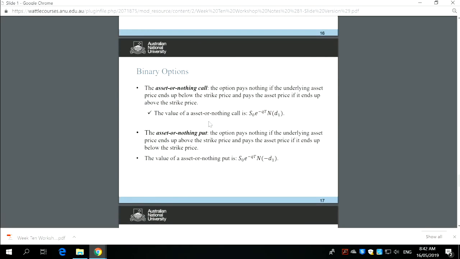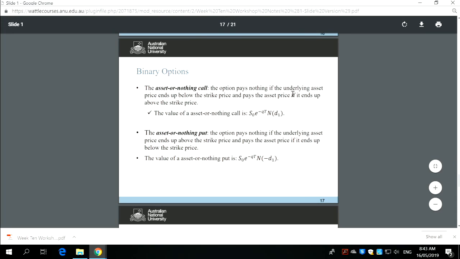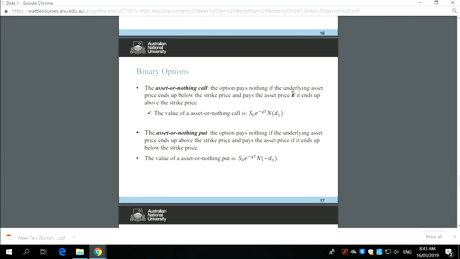And the second type is called the asset-or-nothing call. As the name suggests, this option would pay you nothing if the spot price finishes below the strike price. And it will pay you the asset, so basically the asset price, if it ends up above the strike. Okay? So how do we value this asset-or-nothing call option? Well, there are two things we need to determine. The first thing is, still as before, how likely our spot price is to finish above the strike. So that's one thing we need to worry about.